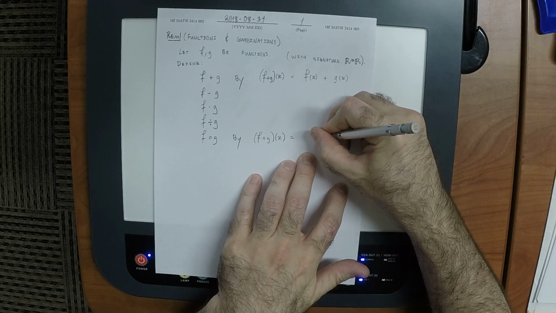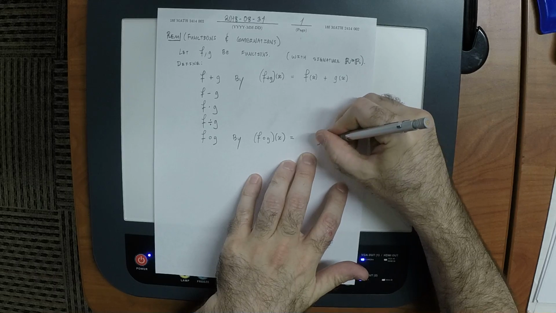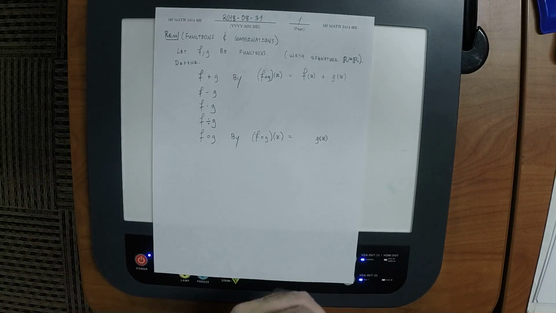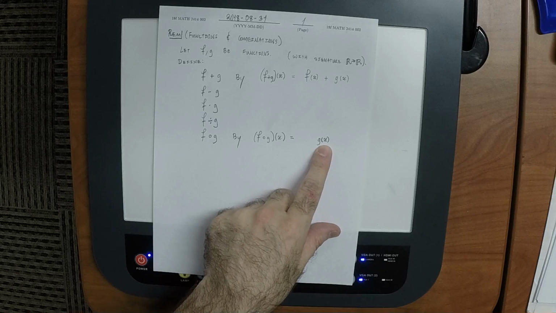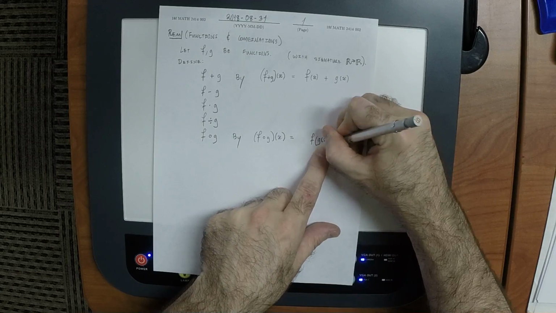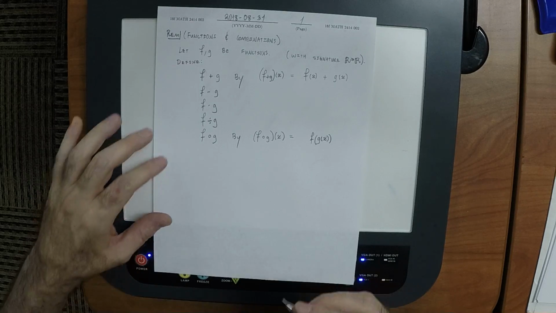Right. So the definition is that you take g, you evaluate it at x. And then once you've evaluated g at x, what do you do? You take that value and you plug that thing into f, like so. That's different. Now I want to make sure you understand the difference.